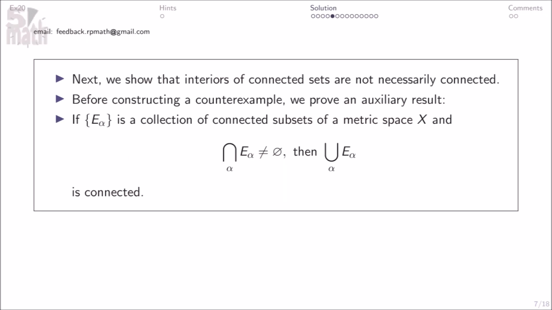Next, we show that the interiors of connected sets are not necessarily connected. Before constructing a counterexample, we prove an auxiliary result. If E alpha is a collection of connected subsets of a metric space X, and this, then that, is connected.